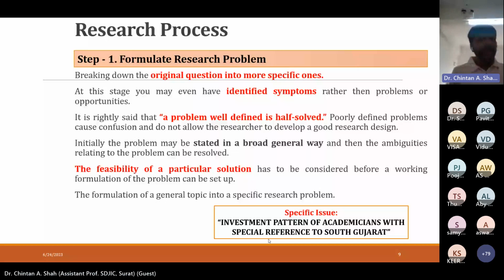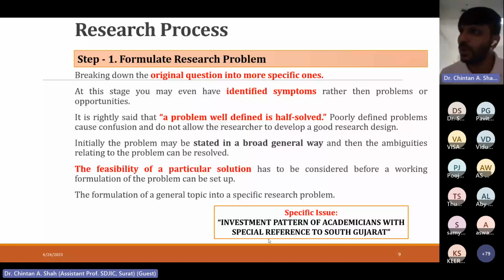A question can be anything, but it doesn't mean that you can get a direct answer from it. So ultimately you have to break down the questions into more specific ones, so that finally you can jot down your questions at the end. But initially you have to break all the questions into specific questions. Then identify the symptoms rather than the problem and opportunity.